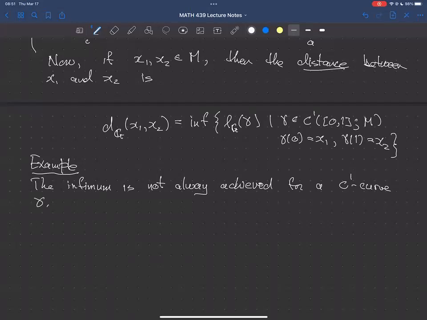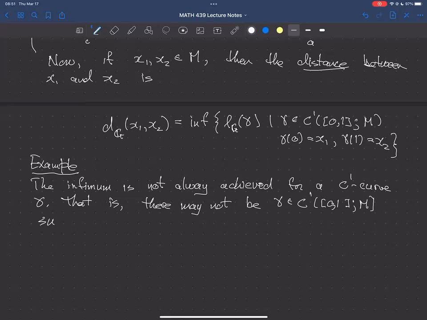So what do I mean by that? I mean that there may not be a gamma such that the distance between x1 and x2 is the length of this curve.